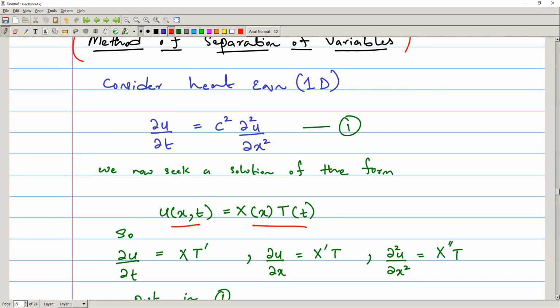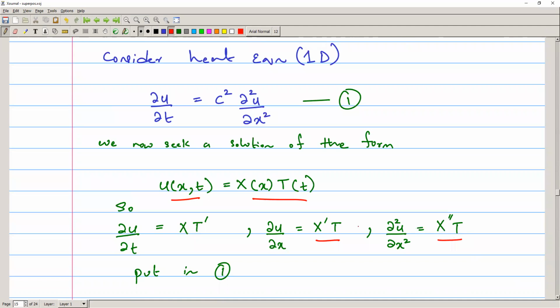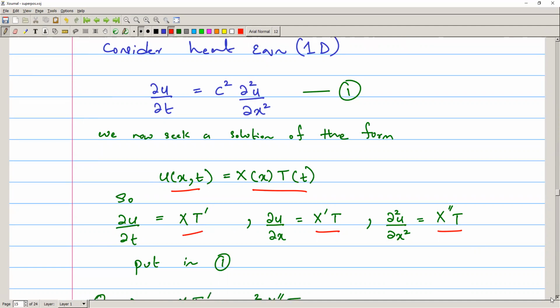So if we differentiate this u partially with respect to x, we will get X prime T. And when we again differentiate this partially with respect to x, then we will get X double prime T, right? Because T will be treated as a constant as we are differentiating with respect to x partially, right? In a similar manner, when we differentiate u with respect to t partially, then we will get X T prime.